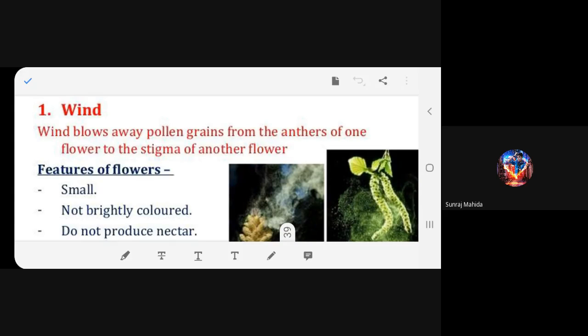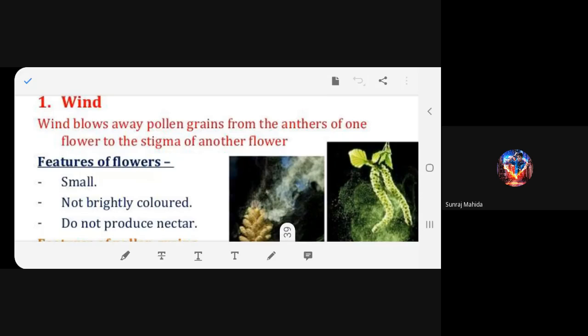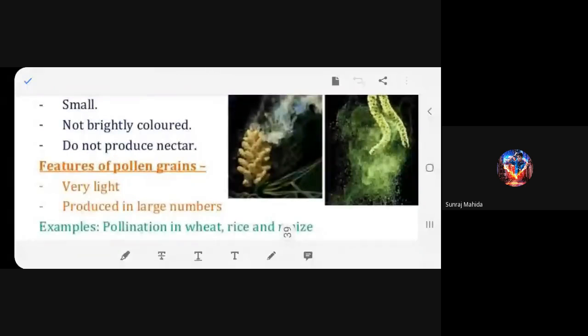Understood? Ma'am, is the photo of these two features like this? No, this is a microscopic photo. I see, it's like this only, beta. Yes, the plants are like this only, very small.